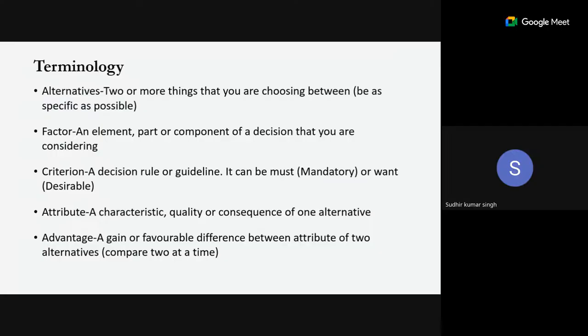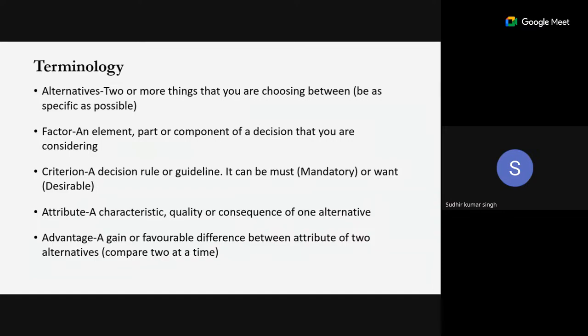Terminology says that alternatives: there should be two or more things that you are choosing between. Be as specific as possible. You cannot say any block will do, right? You should tell, I have a choice, AAC block or Ramdell block. You have to give specific choices. You cannot say any block.